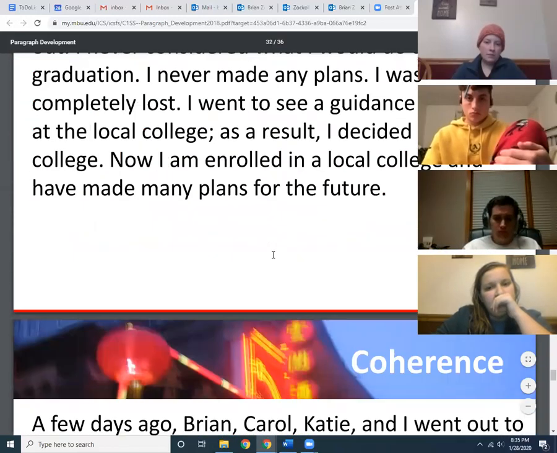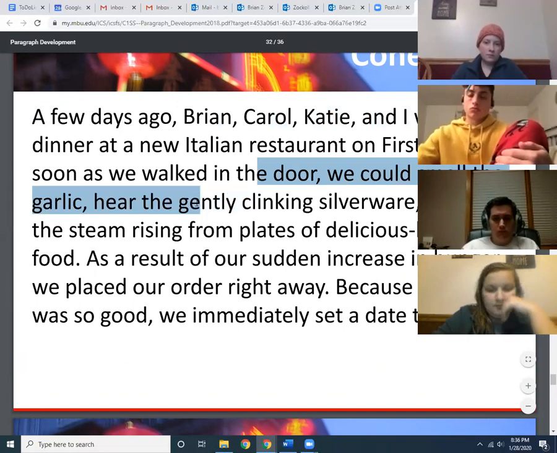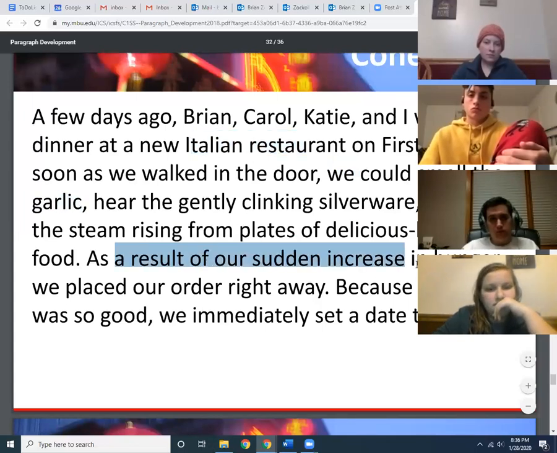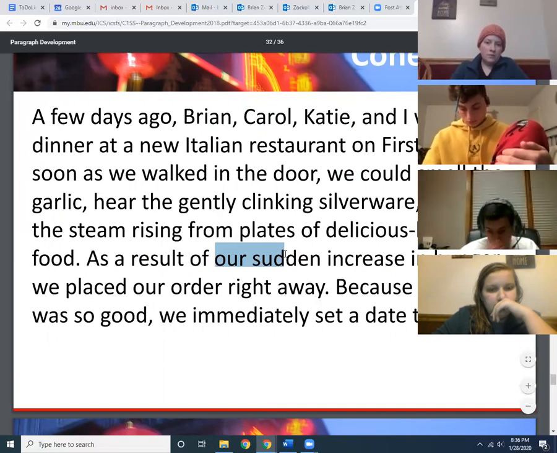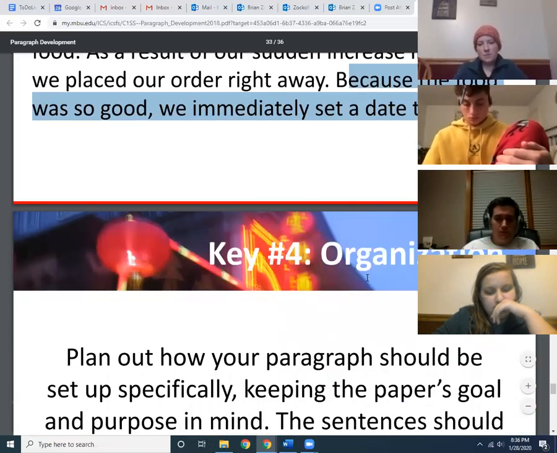So let's see what a better paragraph would be. A few days ago, Brian, Carol, Katie, and I went out to dinner. As soon as we walked in the door, we could smell the garlic. We moved from the group to "we," to the Italian restaurant, to the smell of garlic in the restaurant, as a result of our sudden increase in hunger. So I have Brian, Carol, Katie, we, and then our. I know that I'm speaking of the group, but I've changed how I've referred to the group three different times. Because the food was so good, we immediately set a date to return. This is a much better paragraph.